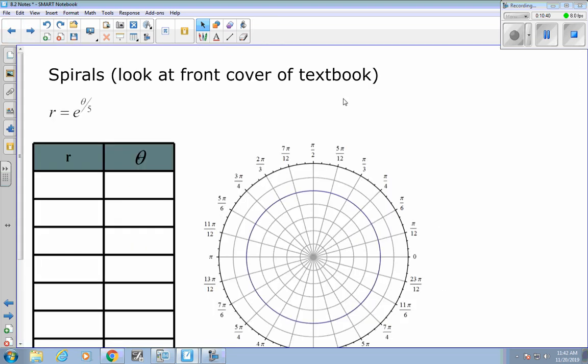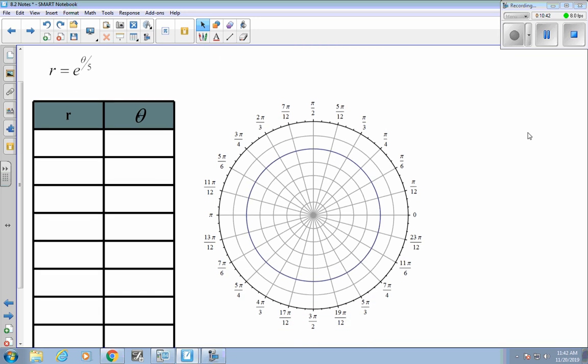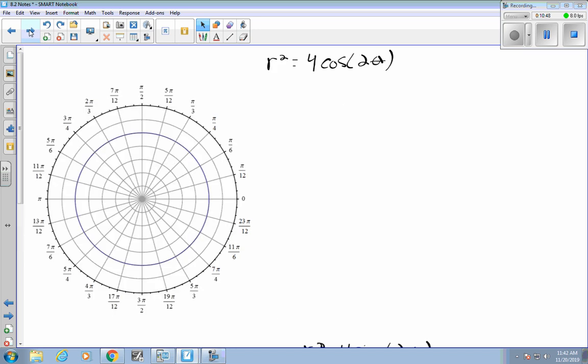So let's do some lemniscates. Okay, so I want to start with the lemniscate since that is harder to graph, and that's actually what you're going to do by hand.